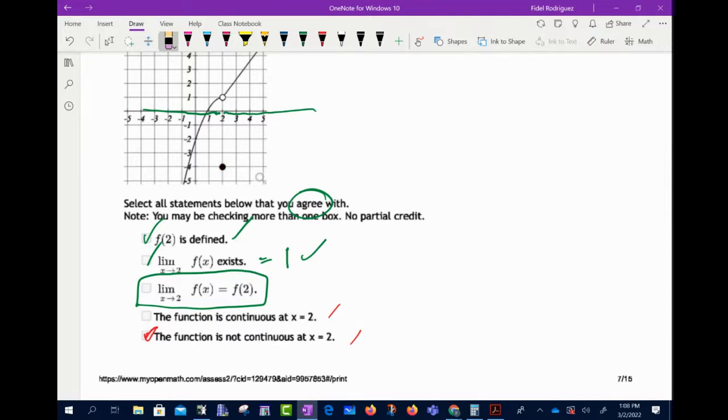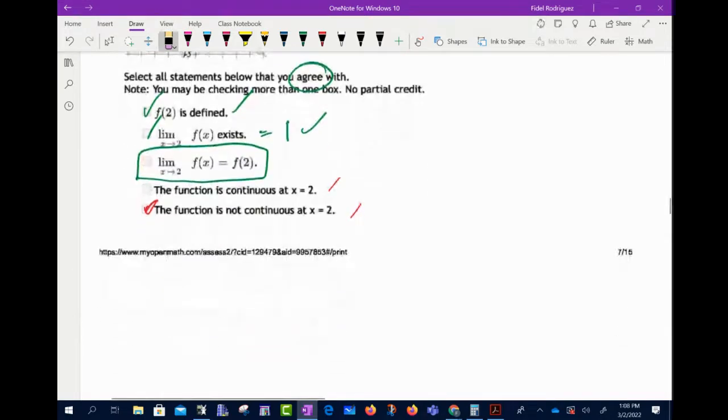The easiest way to think about it, y'all, in very basic terms: can you draw the graph without having to take the pencil off the paper? In this case, we couldn't, right? We'd have to take our pencil off to skip over that point, and we'd have to plot it down over there at negative 4.